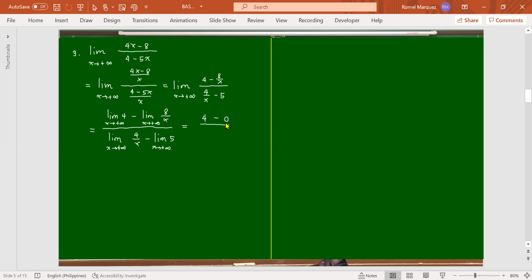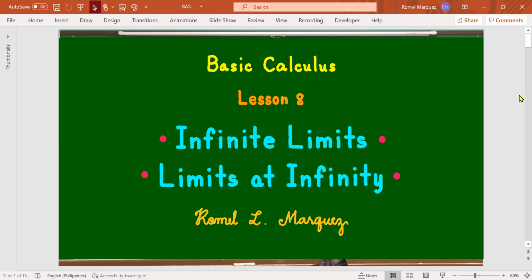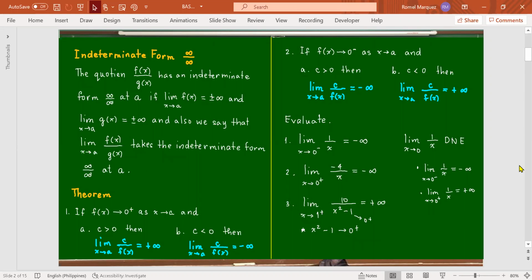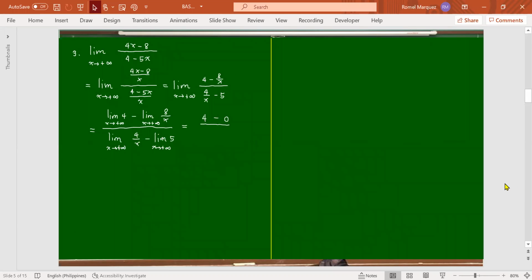Okay, children. Did I already give that before? I don't think so. But anyway, you know that it is 0. I will just put it there. So this is going to be 4 over very, very big. It is going to be 0. Then minus 5. So what's the limit? 4 over negative 5, or negative 4/5.